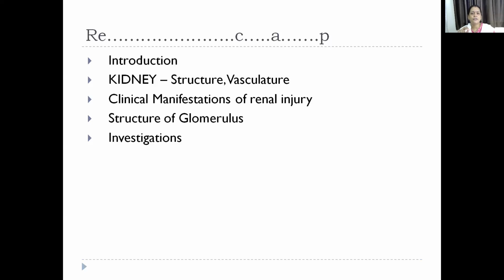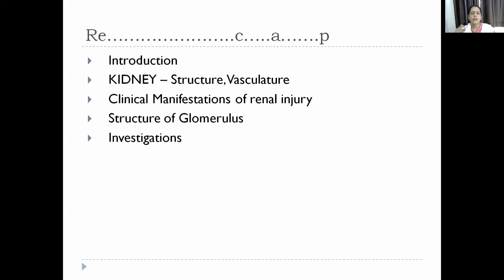Again, you will ask for a CBC to know if there is any infection. You will ask for a complete urine examination to examine the number of cells present in it, whether there are any casts, whether there are any crystals present in the urine. So because of that, we can get to know about the renal pathology.